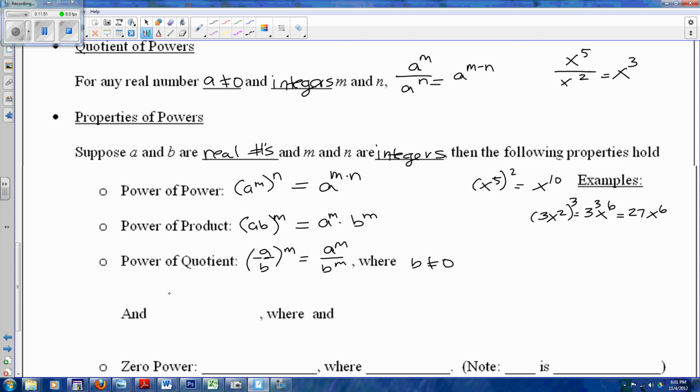Also, if we had a over b to the negative m power, then you're going to distribute it, but because you have this negative exponent, they're all going to flip. So you're going to have b to the m on top and a to the m on the bottom. Because of that negative, remember we flip, so you go to the opposite sides. Here we can't have a equal 0 and b can't equal 0 because we can't end up dividing by 0.